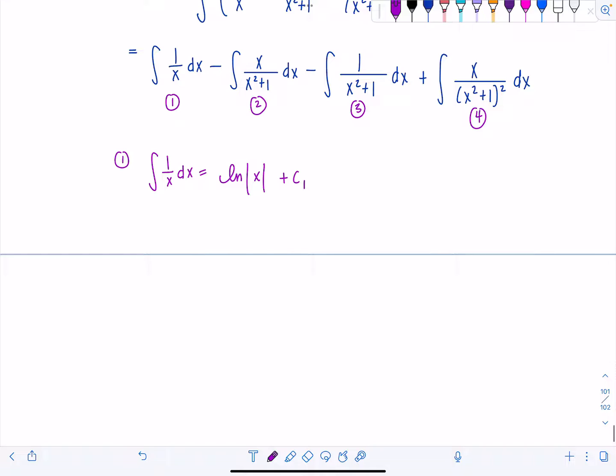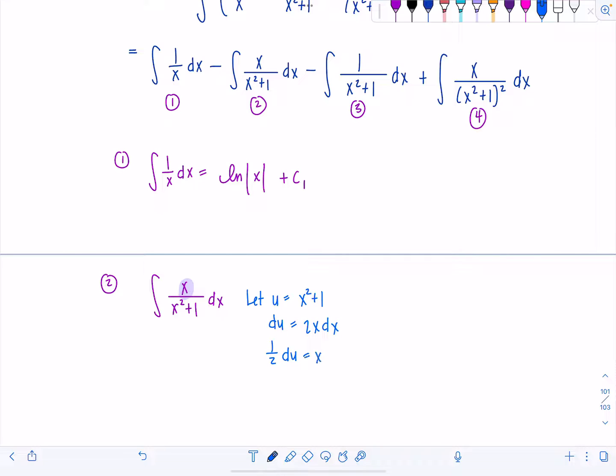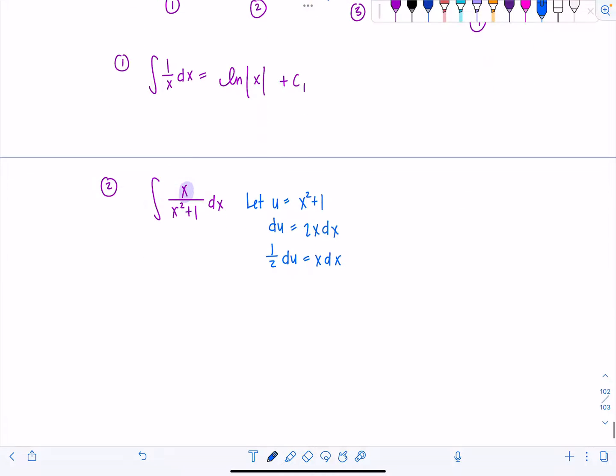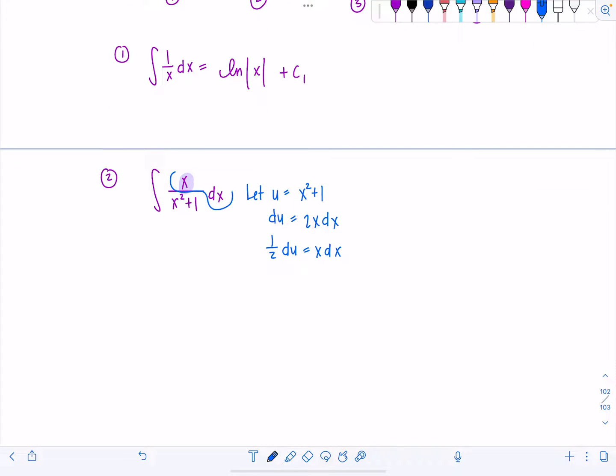Beautiful. Second one. Integral of x over x squared plus 1 dx. Now notice the degree of the numerator is 1 less than the denominator. So in this case, you would do a u substitution. You would let u equal x squared plus 1, and then du is 2x dx. So that means 1/2 du is x dx, which we have right here. Can you see it? Perfect.